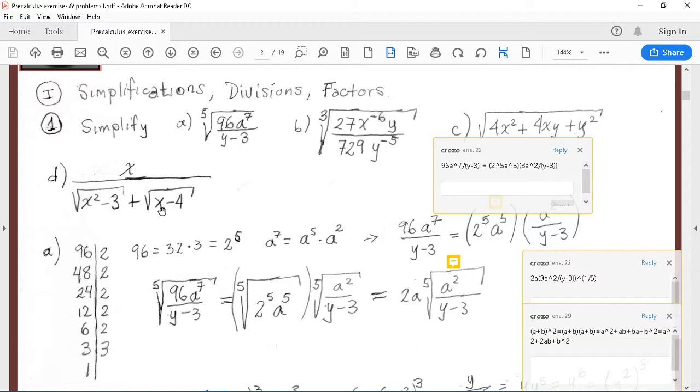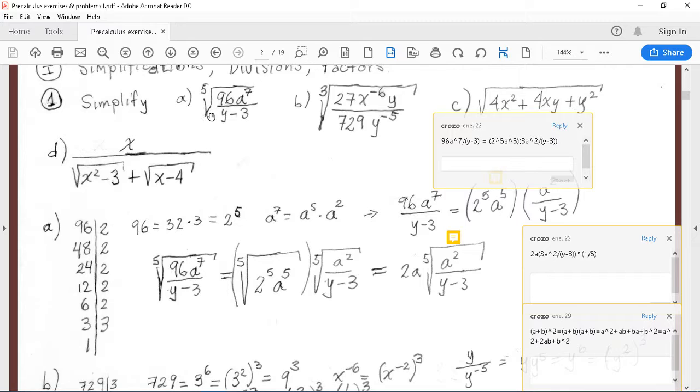Okay, so let's go on to the first term, which is the fifth root of 96a^7 divided by y minus 3. Here we have the list of factors of 96. 96 divided by 2 gives you 48. 48 divided by 2 gives you 24. 24 divided by 2 gives you 12. 12 divided by 2 gives you 6. 6 divided by 2 gives you 3. And 3 divided by 3 gives you 1.